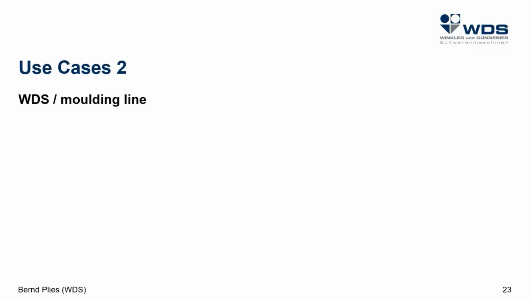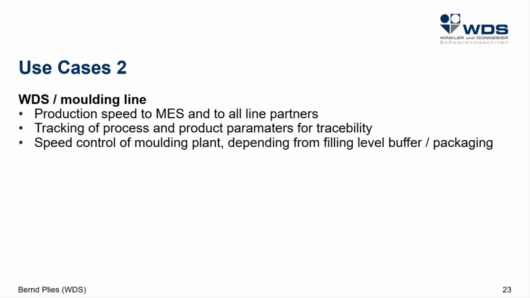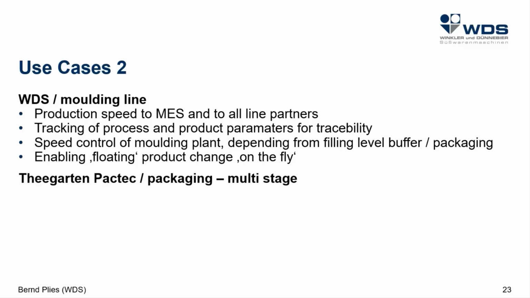From the view of the molding line, there are interesting solutions like serving the production speed to all systems and the MES system, to prevent frequent stops if a line partner couldn't follow. Tracking of process and product parameters for traceability. Or speed control of the molding plant depending on buffer tank level as shown in the demo model. Enabling automatic floating product change when line characteristics like automatic mold exchanger and easy clean equipment are available.